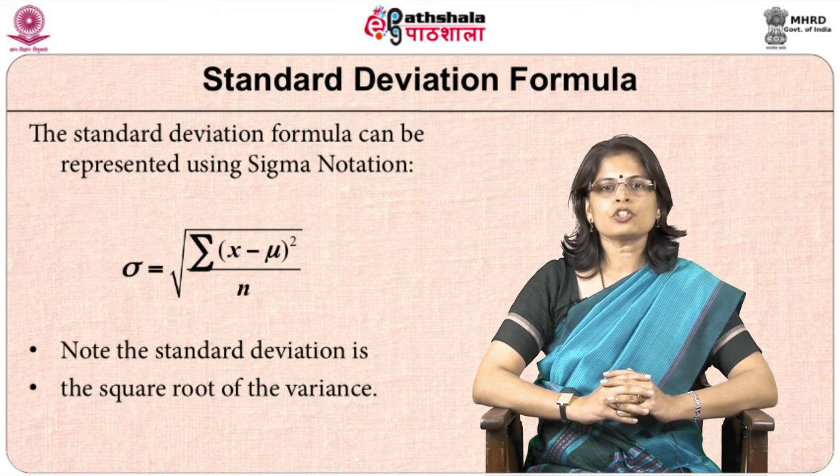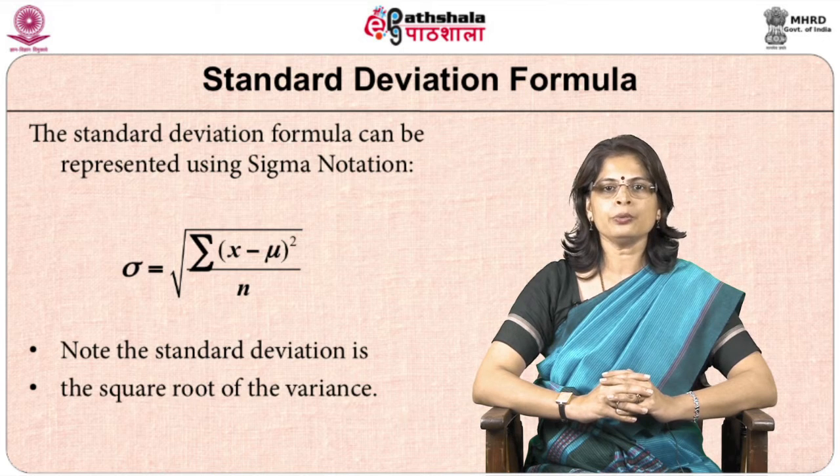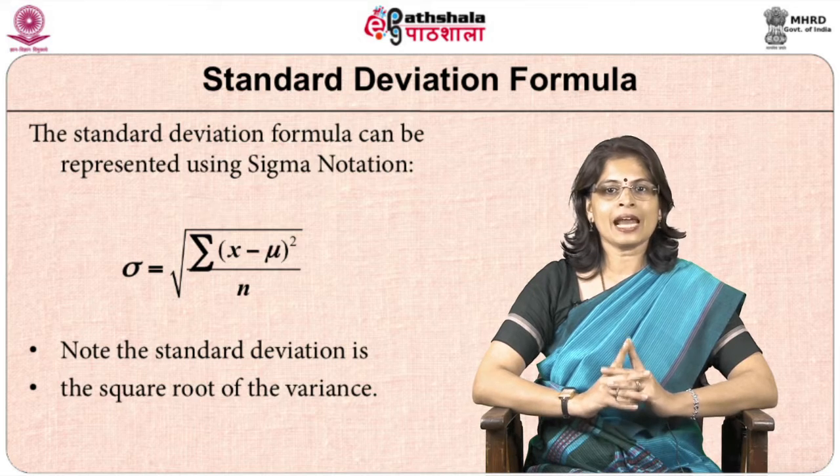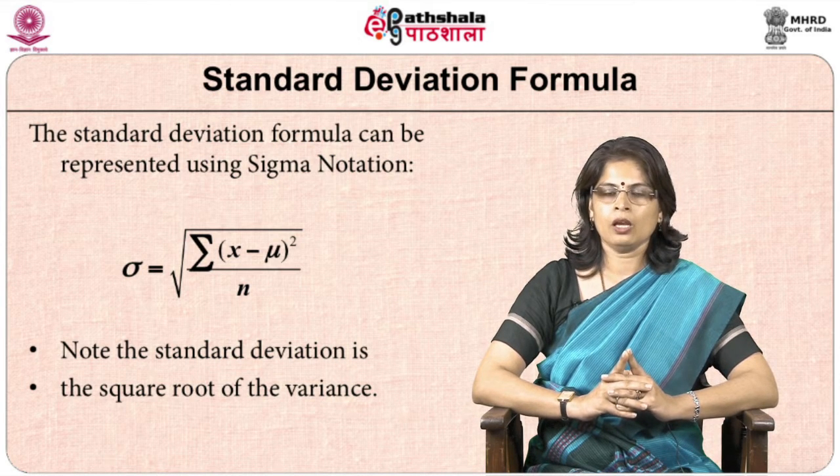The standard deviation formula can be represented using the sigma notation. It can be stated as sigma is equal to under root summation x minus mu bracket square upon the total number of values, that is n. Note that the standard deviation is the square root of the variance.